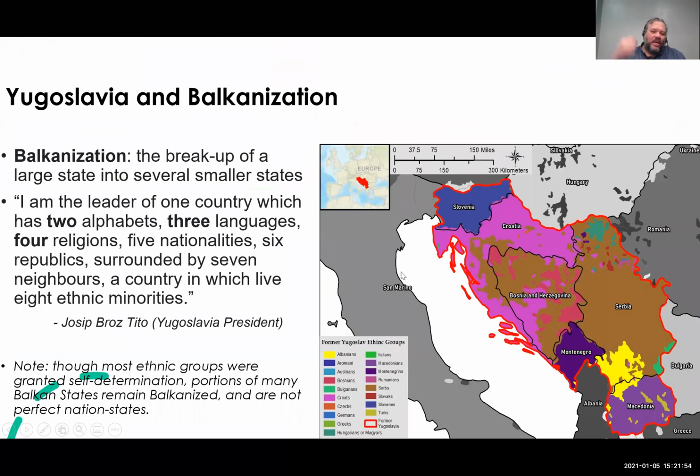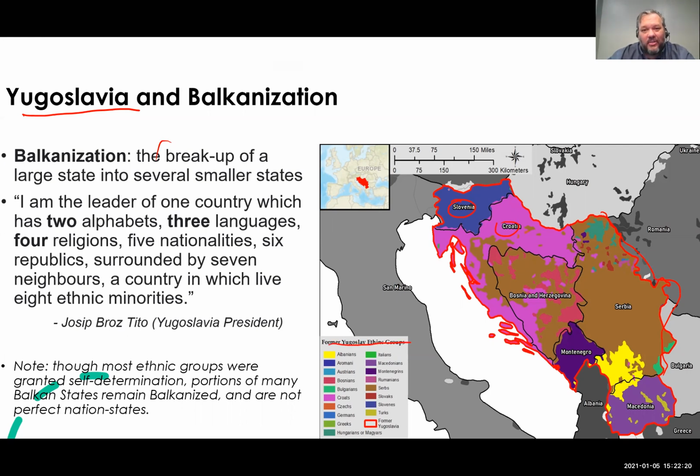And then the last one we'll look at in terms of devolution, and this is when things get really bad. So the country of Yugoslavia, they were a country in the 1900s, and then they ended up breaking up. And so this red outline was the former Yugoslavia. And so you can see there's a lot of different ethnic groups. So these are all former Yugoslav ethnic groups. And so you can see the problem.